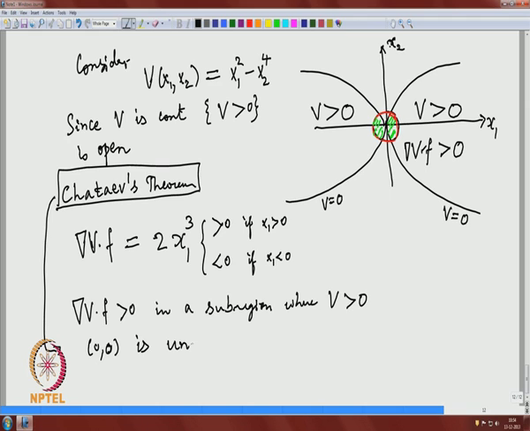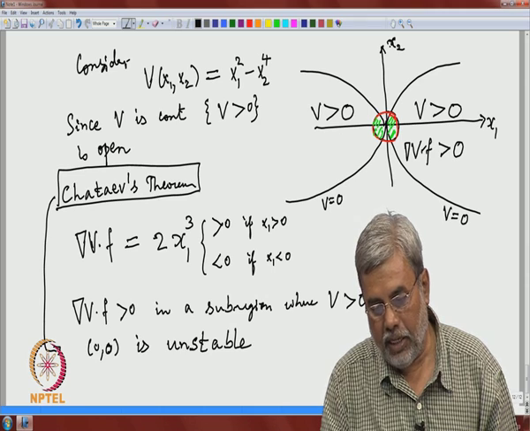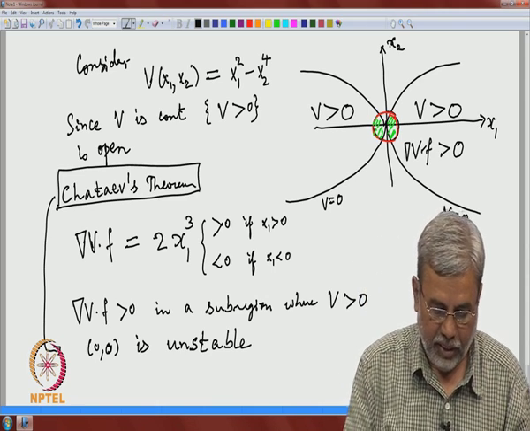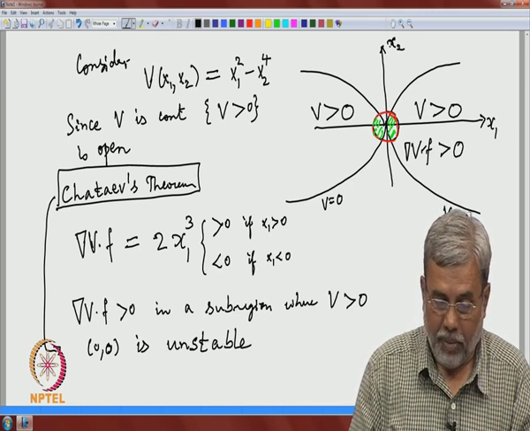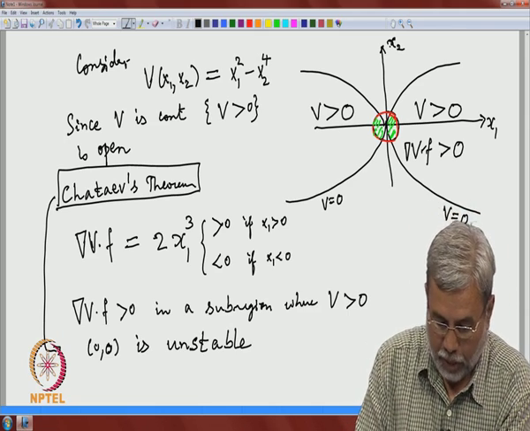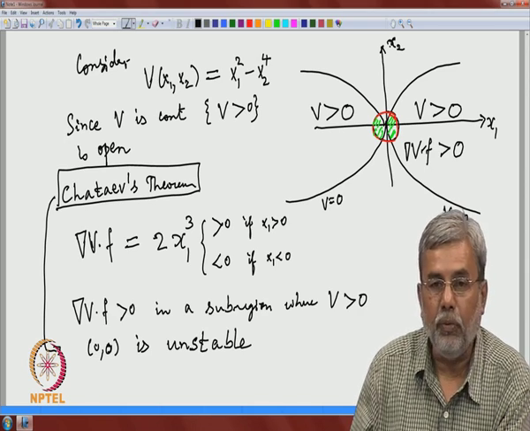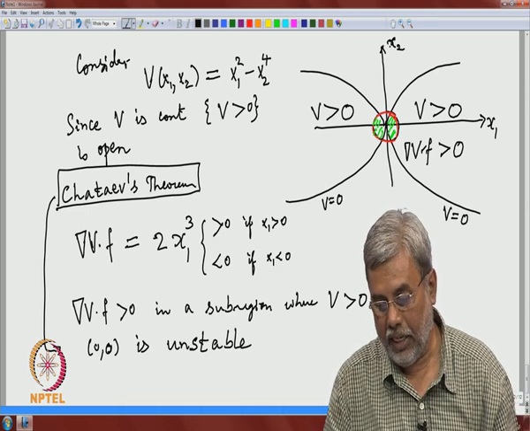Okay. So, indeed our initial guess is right, and 0 0 is unstable. And remember here the hypothesis of Lyapunov theorem is not satisfied. Lyapunov theorem requires this grad V dot f to be positive definite everywhere in a small neighborhood, but Chetaev's observation was that it is sufficient to assume the positive definiteness in a subregion where V is positive. Okay. So, 0 0 is unstable in this case.